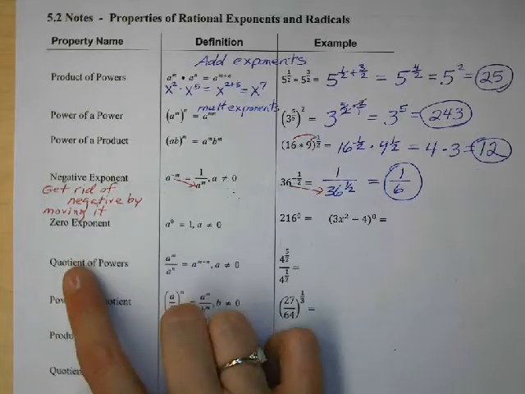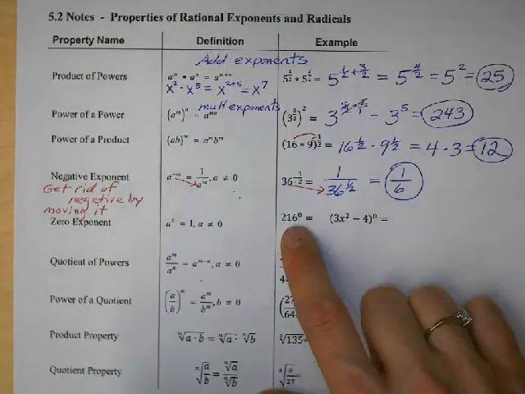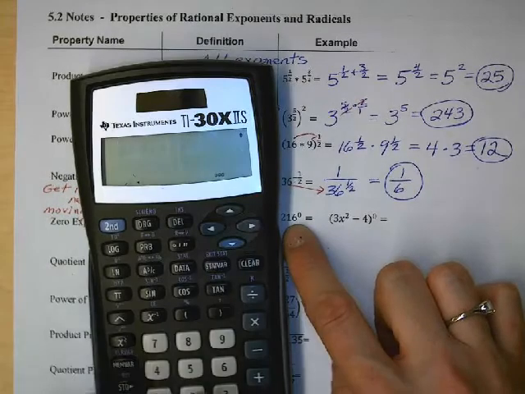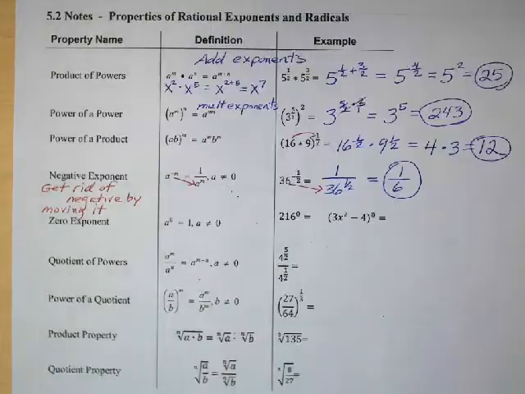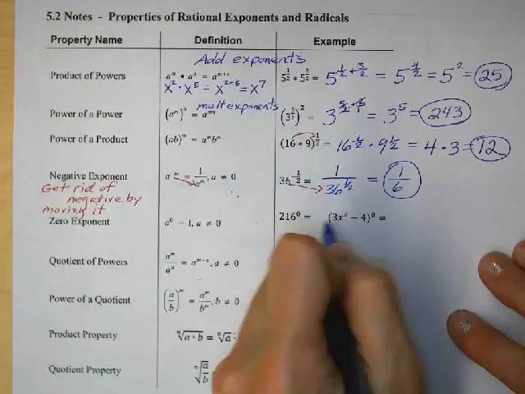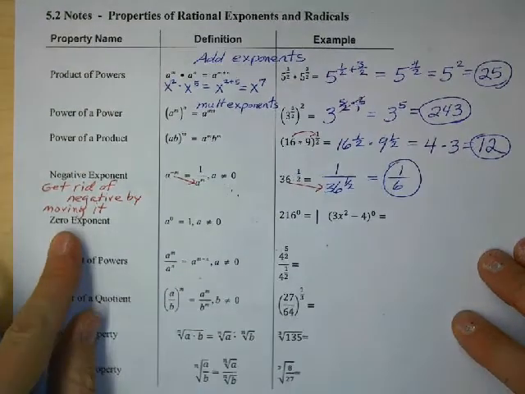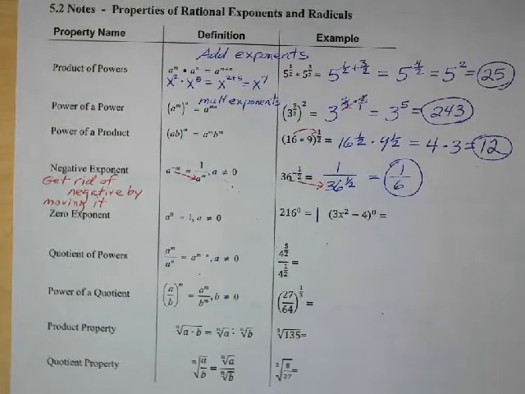The next one you can try on your calculator too. You could try what's 216 to the 0 power. It's 1. Anything to the 0 power always equals 1, no matter what it is.